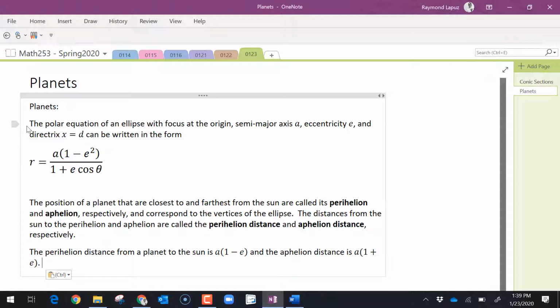The positions of the planets closest and farthest from the sun are called the perihelion and the aphelion, and they correspond to the vertices of the ellipse. So you are able to measure the ellipse that way. The distances from the sun to the perihelion and aphelion are called the perihelion and aphelion distances. Our directrix has something to do with the distance to our directrix, and eccentricity has something to do with the distances between the focus point and the graph and the vertex. And that's how they get the connection.